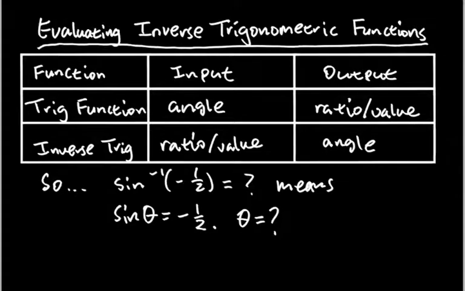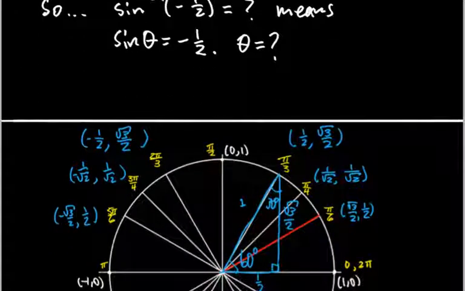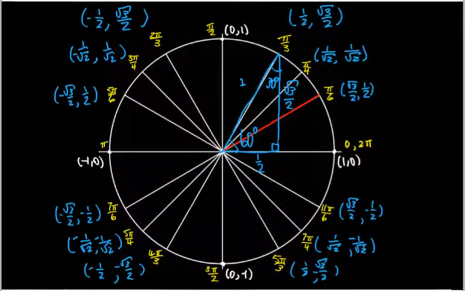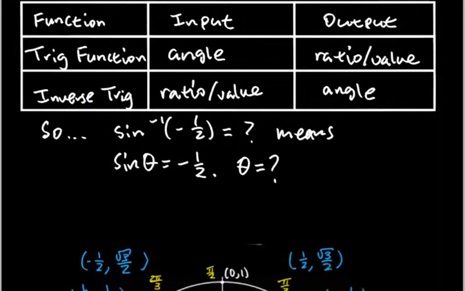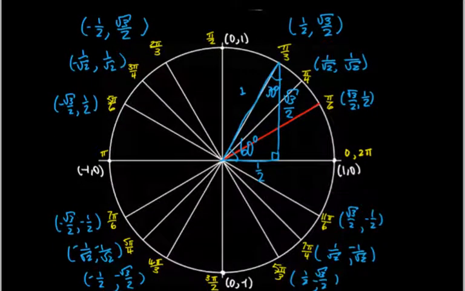So for instance, over here, we have sine inverse of negative 1/2 equals what? This means sine of theta equals negative 1/2. What is theta? Well, if we look at the unit circle, we can get a bit of a hint for that. Here we see that in order to make sine equal negative a half, there are actually two angles that make that happen.